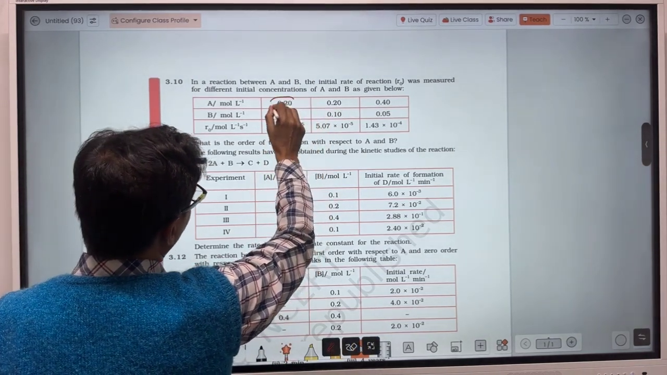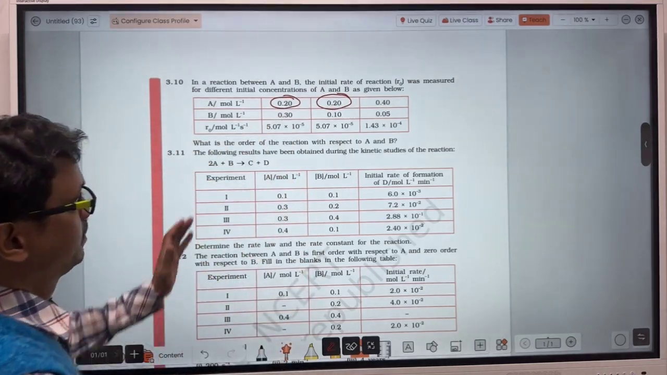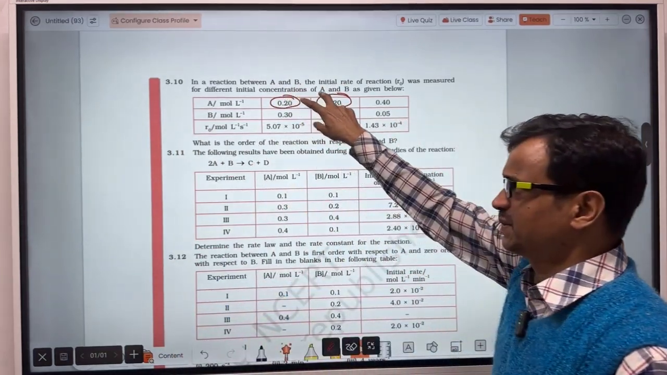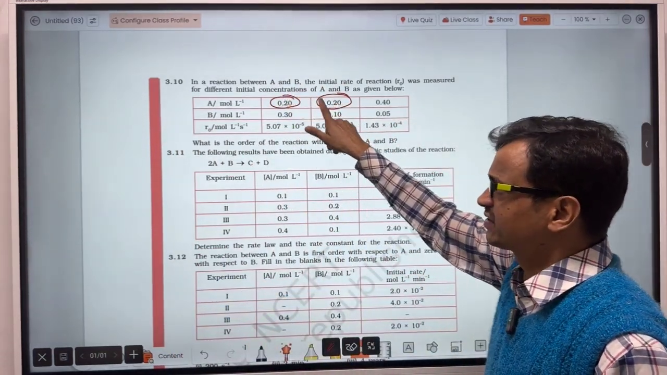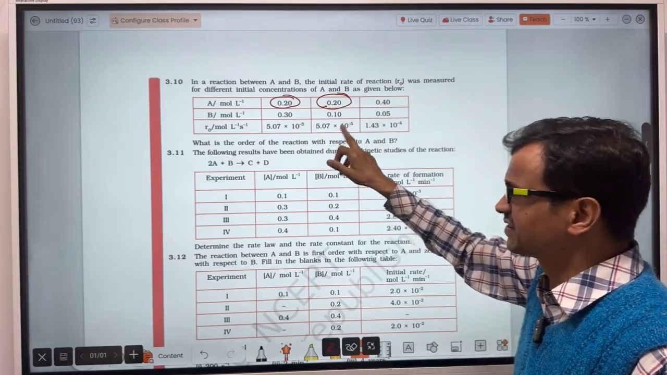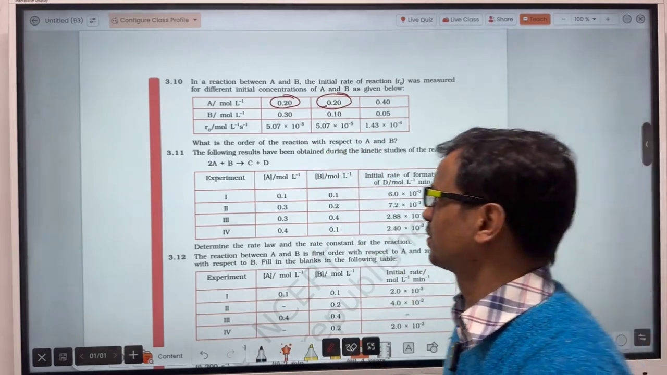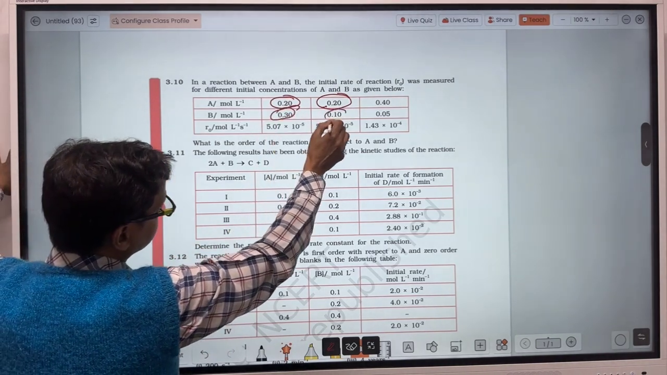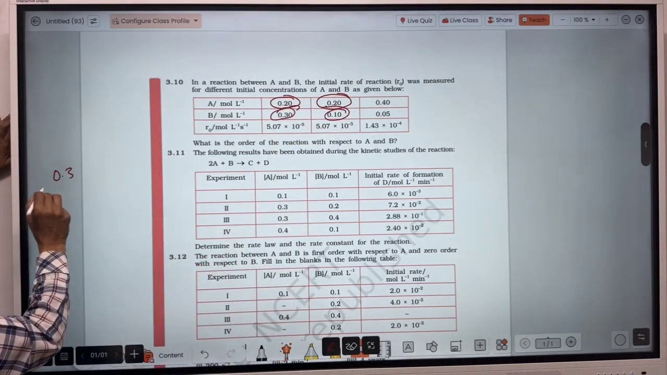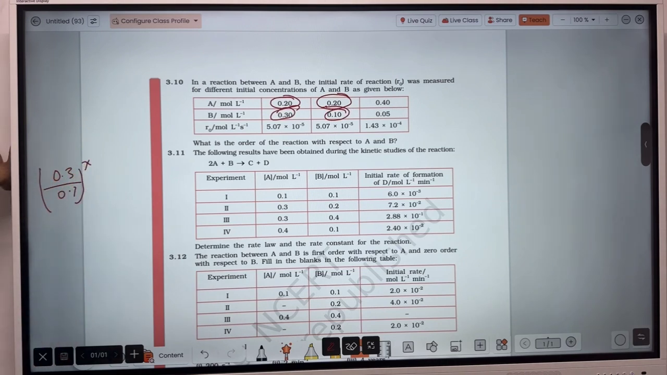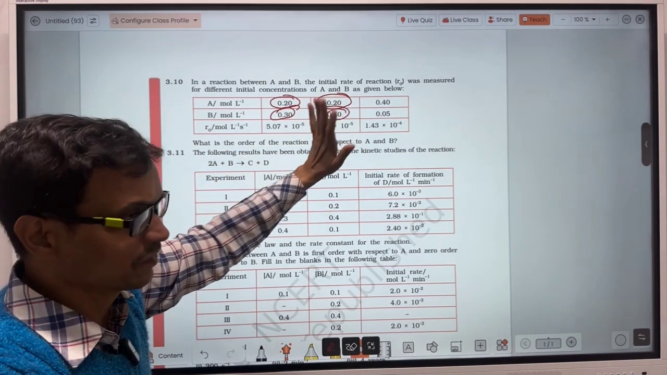Here, the concentration of A is 0.2 and here also 0.2. That means in this case the concentration of the reactant has not changed, so what's the effect on the rate of reaction? The rate of reaction also has not changed. Now the concentration of B is 0.3 and 0.1, so we take 0.3 upon 0.1 to the power x. You don't know the order of reaction with respect to B.